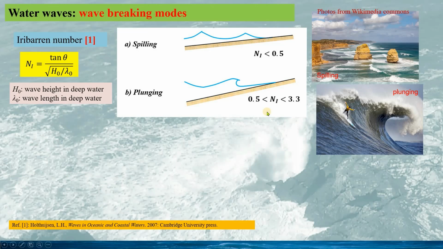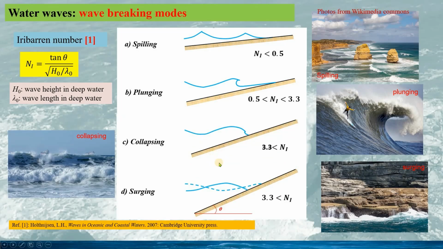When the slope of the beach increases, the equilibrium number is between 0.5 and 3.3. The wave breaks in a form called plunging, especially when the wave's crest curls over and explodes on the trough, as we have seen in the picture here.